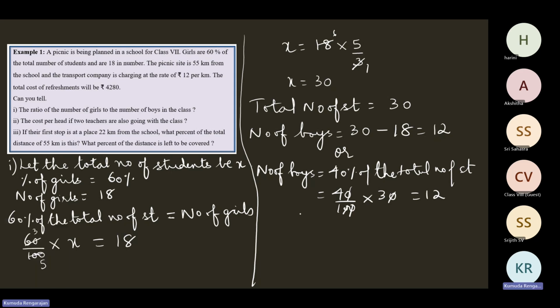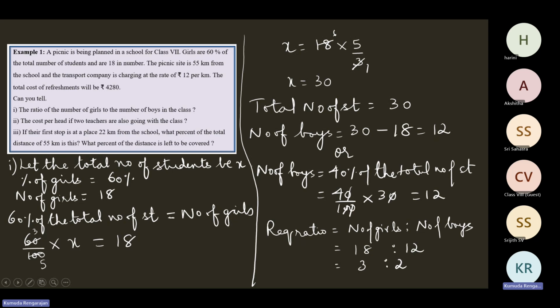All right. So now required ratio is equal to number of girls is to number of boys. Number of girls 18 is to 12. Number of boys 12. So 6 3s are 18, 6 2s are 12, so 3:2 is the required ratio. Understand, children? Yes, ma'am.